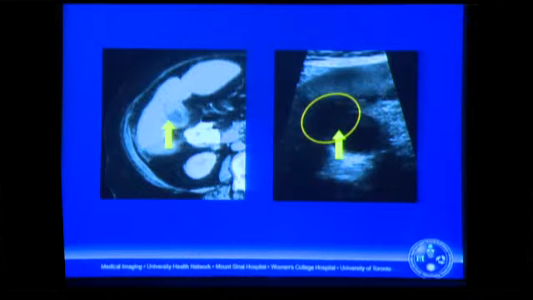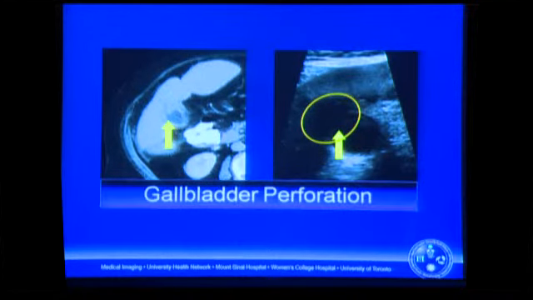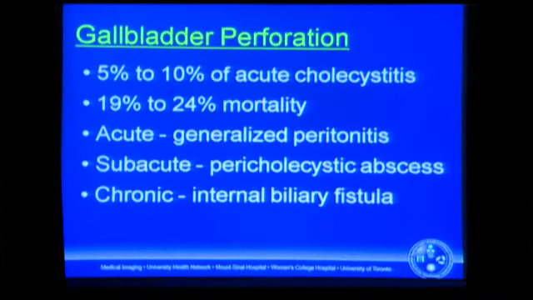So once the gallbladder perforates, it decompresses itself, and that rule of distensibility no longer holds true. So what about gallbladder perforation? Well, it's not as common as gallbladder gangrene, but it is important because of the high mortality rates. It comes in three flavors.